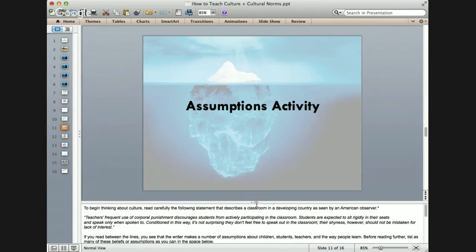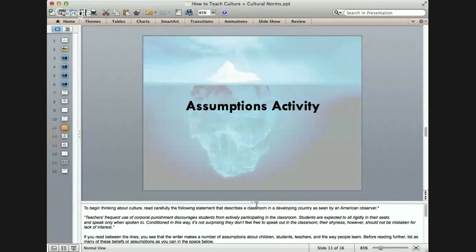Another activity that I like to run is an assumptions activity, just to get us aware of what assumptions we come to the table with based on our experiences, based on our social identity map, and how we would view other people's identity maps. So I want everyone to close their eyes and listen to this scenario for a moment, and think about what assumptions are behind it.